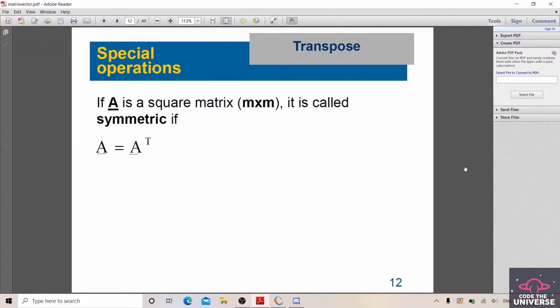Also, let me first deal with the concept of a square matrix here. If both the dimensions, that is the row dimension as well as the column dimension, are the same, then a matrix is called a square matrix. And for these square matrices, we have a condition called symmetry. Symmetry means that if the transpose of a matrix is equal to the matrix itself, then that matrix will be called symmetric.